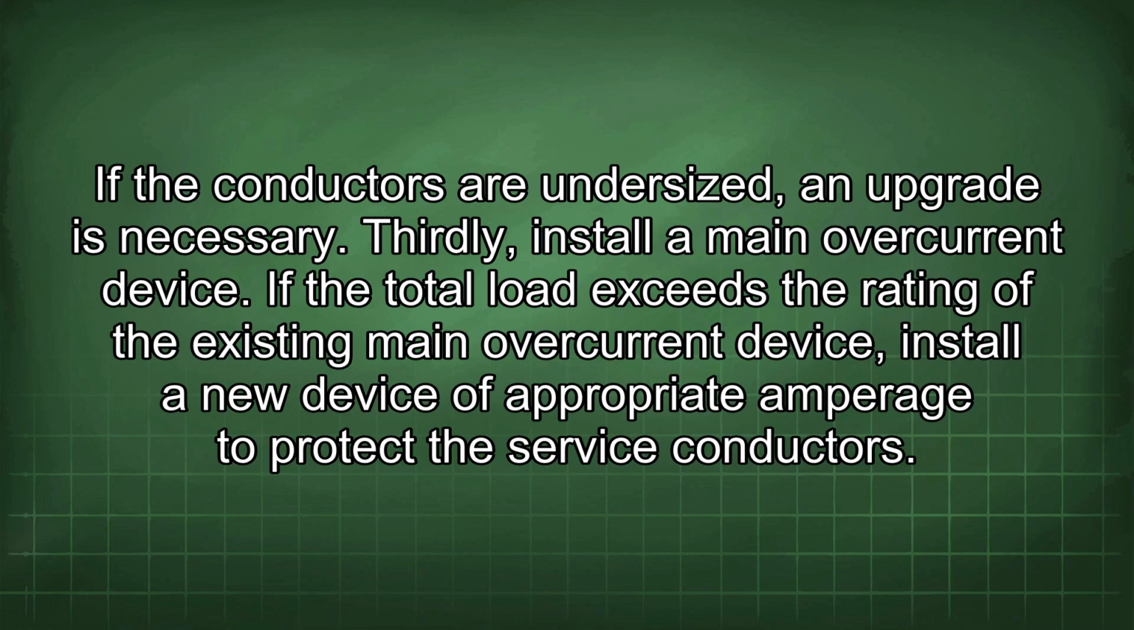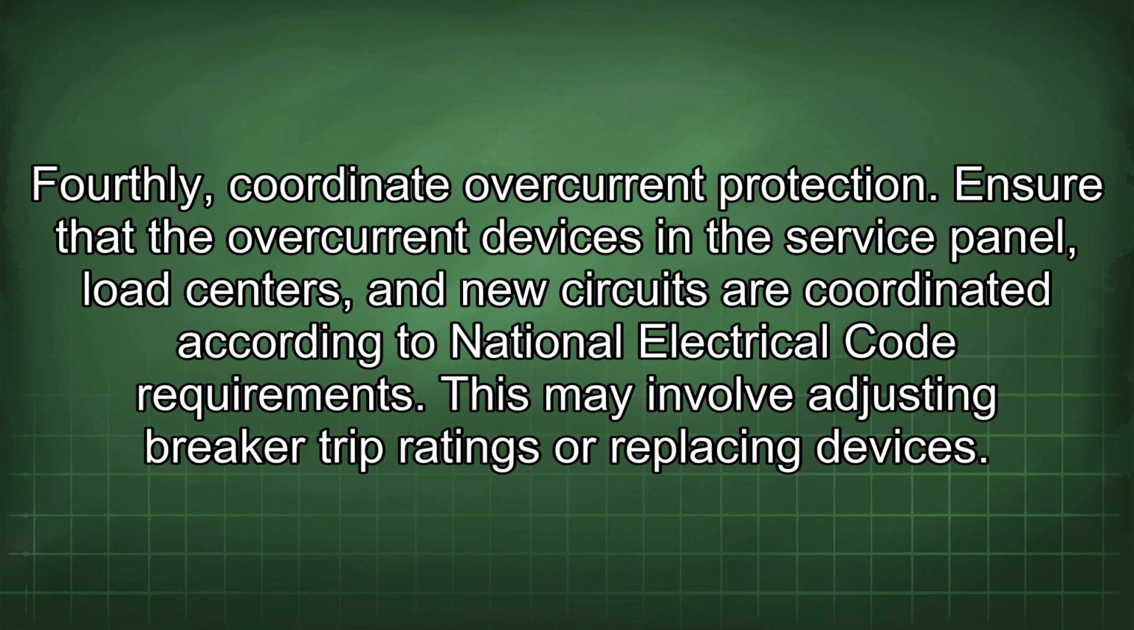Thirdly, install a main overcurrent device. If the total load exceeds the rating of the existing main overcurrent device, install a new device of appropriate amperage to protect the service conductors. Fourthly, coordinate overcurrent protection. Ensure that the overcurrent devices in the service panel, load centers, and new circuits are coordinated according to National Electrical Code requirements. This may involve adjusting breaker trip ratings or replacing devices.